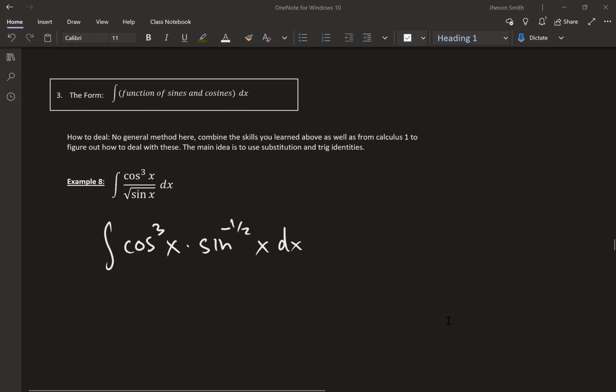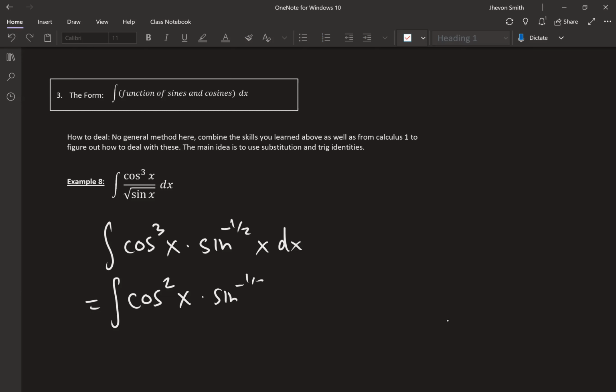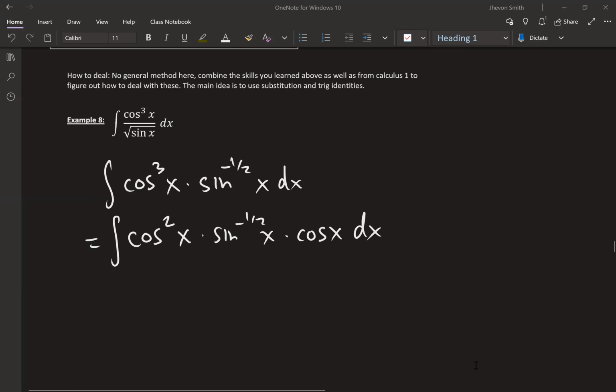Okay, so Mia thinks we should take out a cosine. Let's see, what would have happened? And then? Then what?